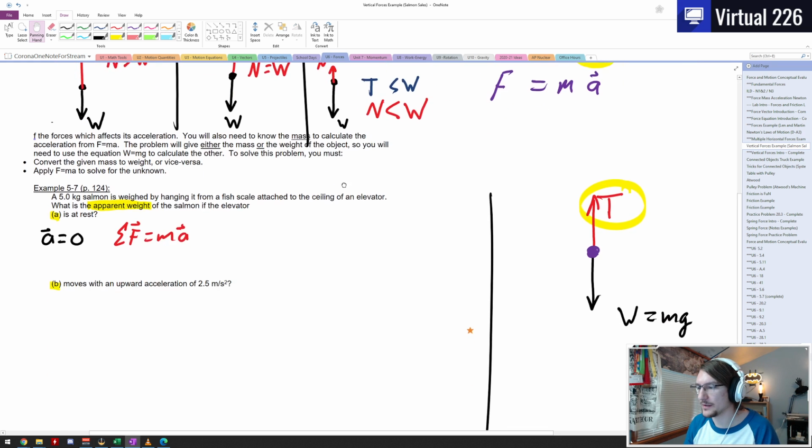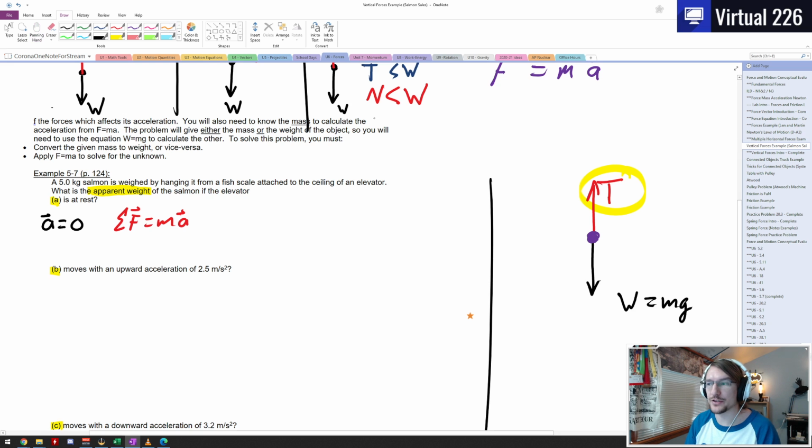But how can we prove that? Well, let's pick a direction first. We can either pick up or down to be positive. It doesn't matter what you pick, but you need to make a decision. Most people feel comfortable picking up as positive, because that's kind of the math thing to do. So let's just do that. But if you want down to be positive, nothing wrong there. So up is positive, down is negative.